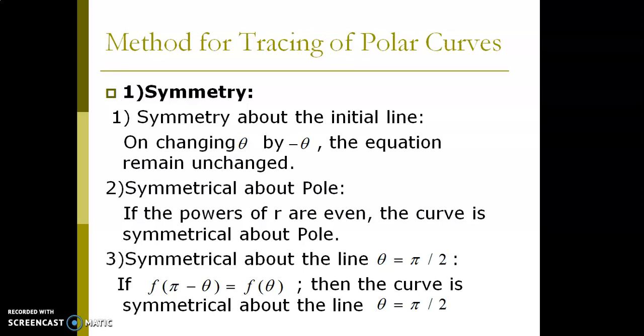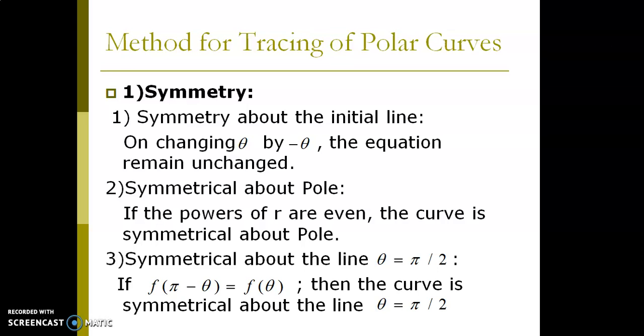First is symmetry. There are so many cases for symmetry. We check them one by one in the examples and solve the problems. The first condition is symmetry about the initial line. In this equation, if theta is changed to minus theta and we get the same equation, then there is symmetry about the initial line. The second is symmetry about the pole. If the power of r is even, that means r changes to minus r, and the equation remains the same, then the curve is symmetric about the pole.